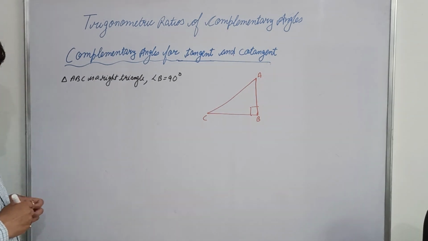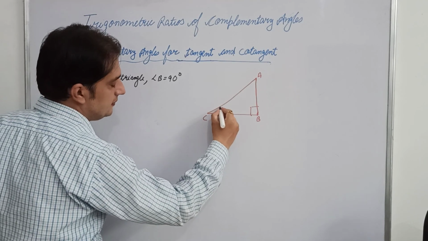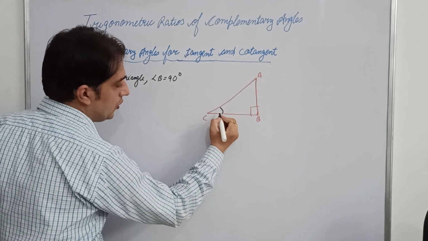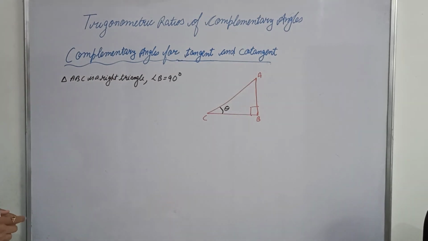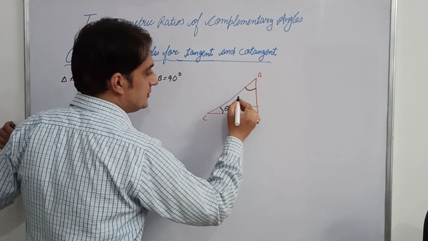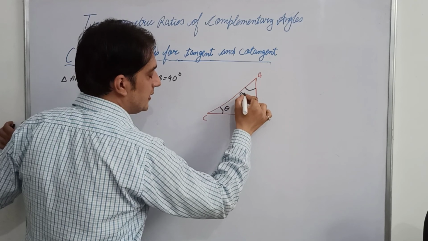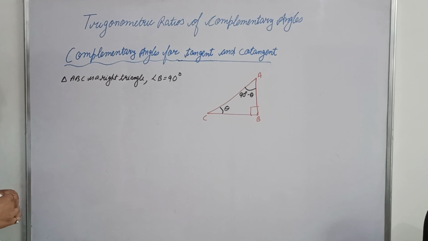If I take this angle, that is angle ACB, and denote it by the Greek letter theta, then this angle theta is the acute angle. And what is the complement of this angle? Yes, it is 90 degrees minus theta. So these two angles are complementary angles.